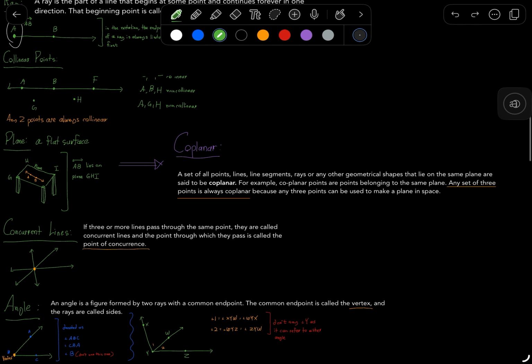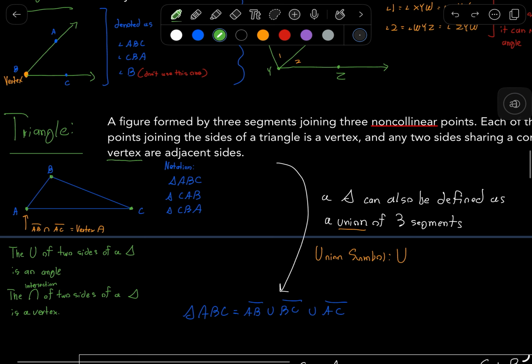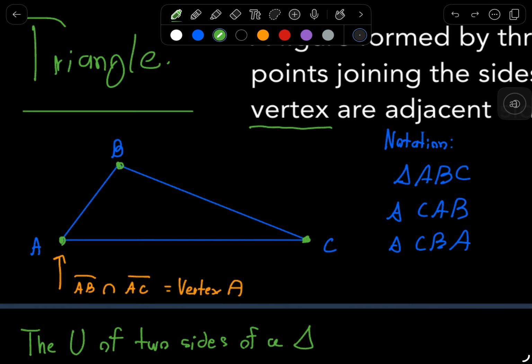So whenever you have a triangle, you're essentially joining three non-collinear points together, because of that third point. For example, let's say B was here. Just completely disregard the fact that this is even a triangle.